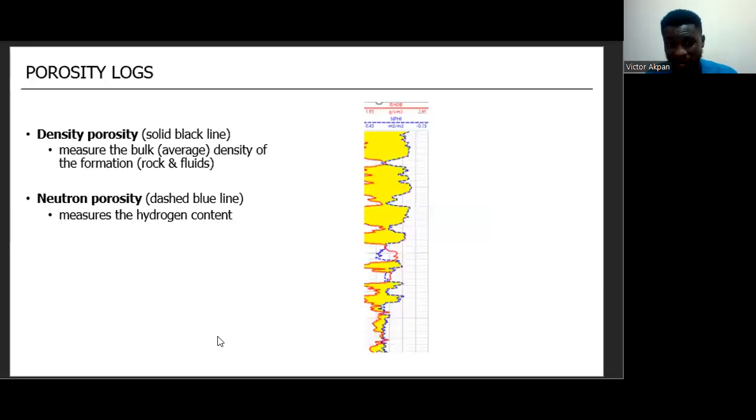Porosity logs. Porosity logs are divided into two, and these are very important logs: density porosity and neutron porosity. Density porosity is what we have as RHOB on the diagram to the right, the dotted red line, and neutron porosity is the blue dotted line. What the density porosity measures is the average bulk density of the formation. It could be the average bulk density of the rock or of the fluid present in the rock. The neutron porosity measures the hydrogen ion concentration present in that formation. For both logs, deflection to the left would indicate more porosity, and deflection to the right will indicate less porosity.